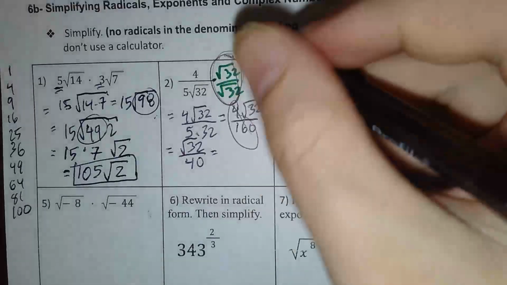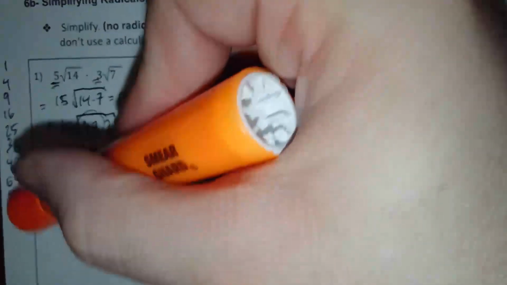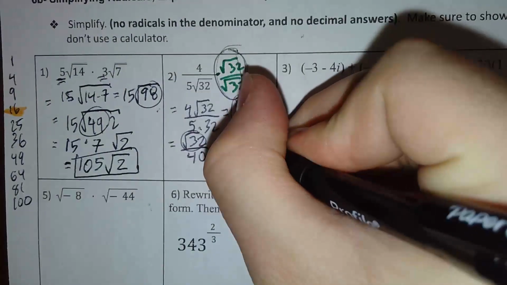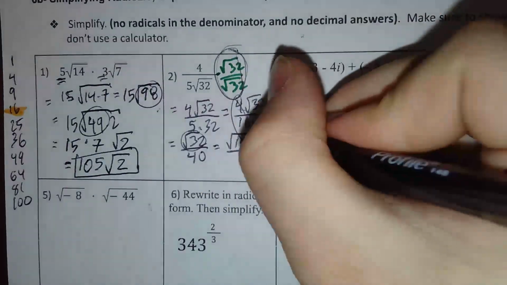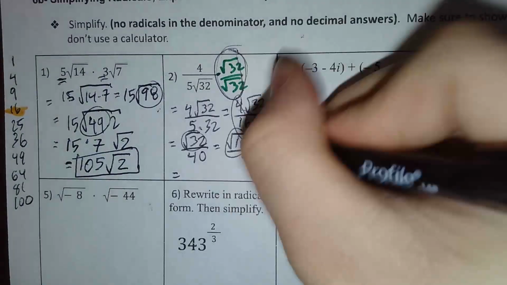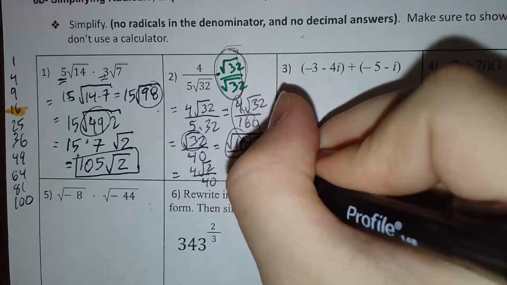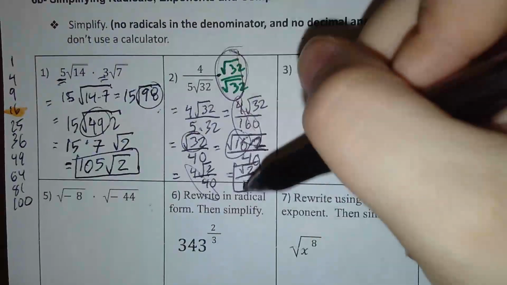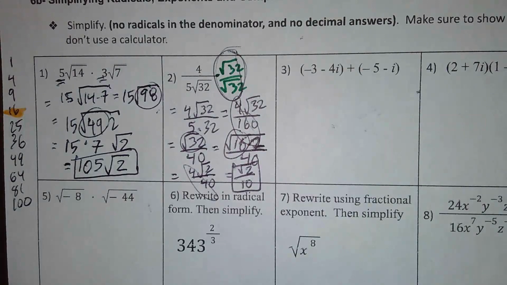Now, root 32 can be simplified. Which of these numbers goes into 32? The biggest one that goes in is 16. So we can write this as root 16 times 2 over 40. The square root of 16 is 4, so 4 root 2 over 40 becomes root 2 over 10, because 4 divided by 40 is 1/10. So that's a lot of steps to get to our answer, but that would be the correct answer.